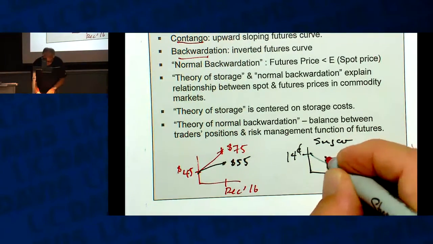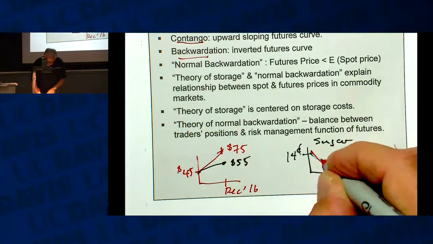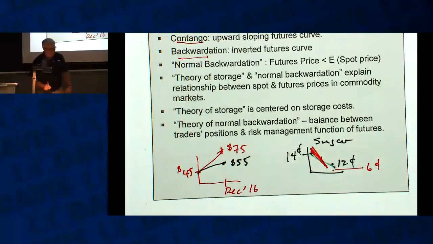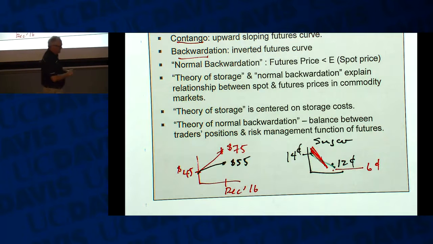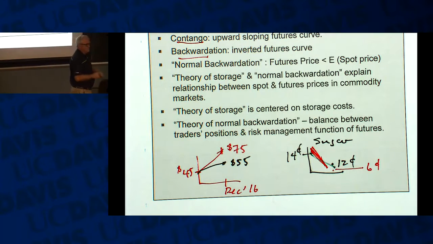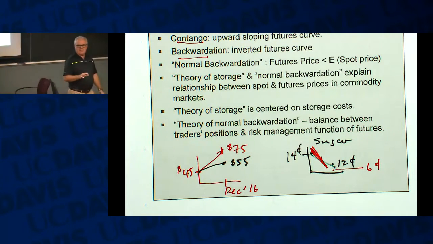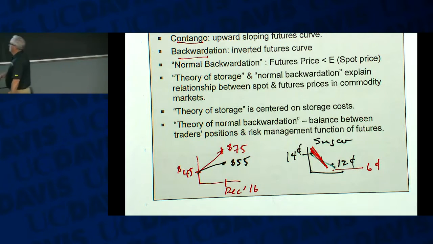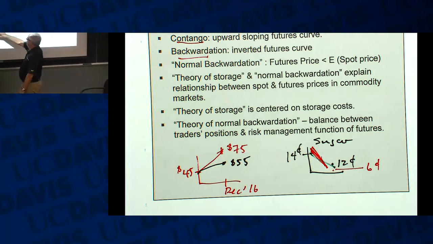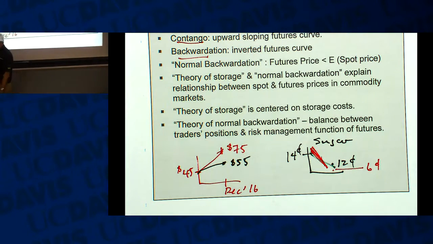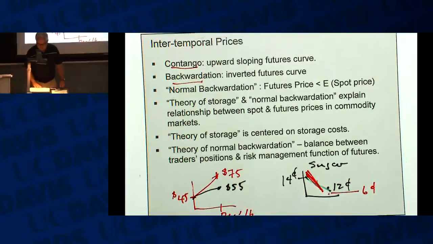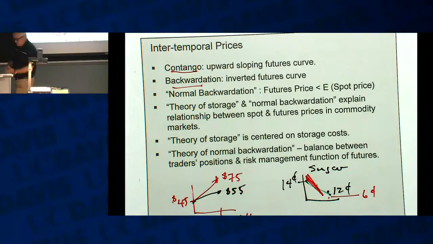So you could get a very, very steep inversion, and that might pull up the nearby price as well. So just keep that in mind when we're looking at contango versus inverted markets. There's a limit here, and there's no limit here. Okay. Any questions on that?